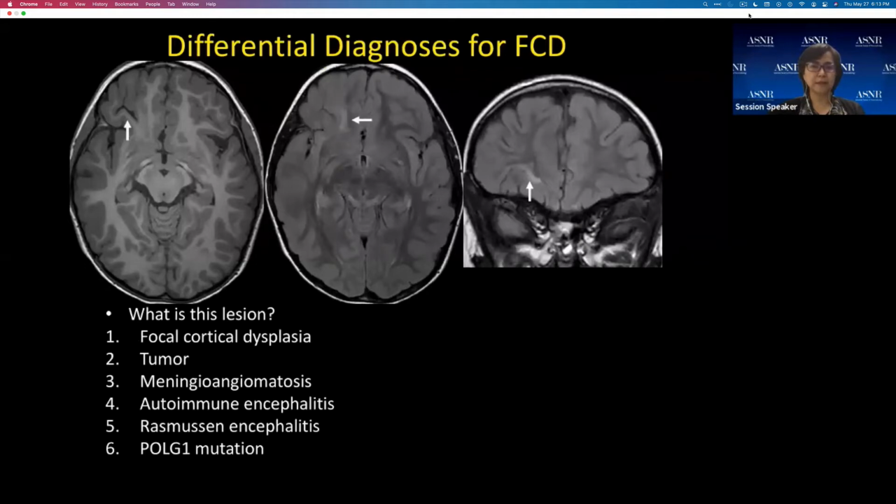Moving on to the next differential diagnosis. So this lesion shows high FLAIR signal in the subcortical white matter. On T1 weighted imaging, there is a focal area of thinning of the cortex. So this is Rasmussen encephalitis. With focal cortical dysplasia, it usually does not produce this degree of cortical thinning.